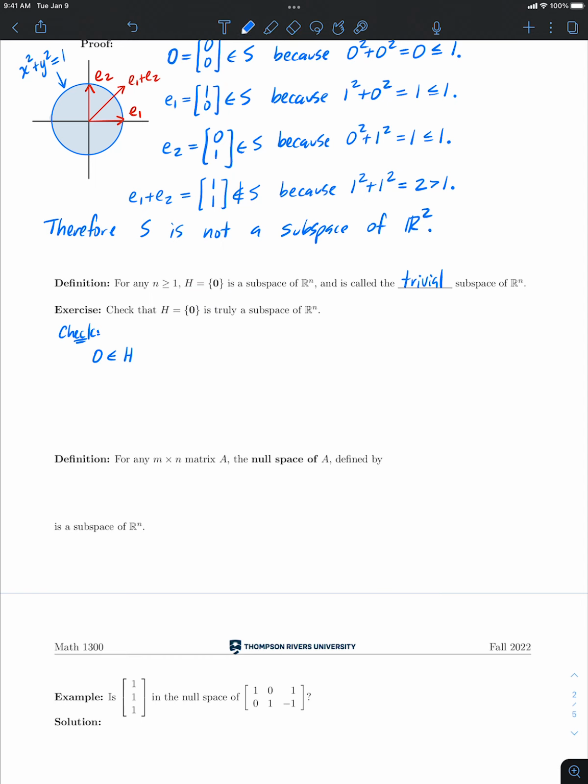So if I take the 0 vector and I add it to the 0 vector, because that's the only way I could form a sum of 2 vectors in H, if I add those 2 vectors up, I'm going to get the 0 vector. And guess what? That's also in H. So that takes care of the first condition and the second condition.